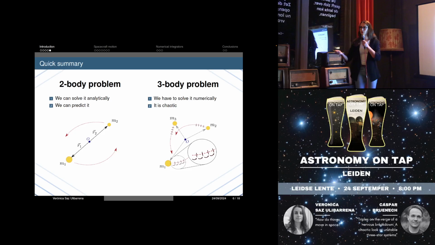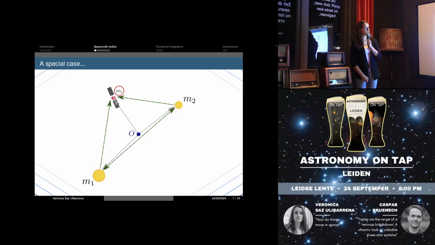What happens if, in the case of having two big stars, mass 3 is actually a small spacecraft? Mass 3 is not really going to affect the movement of the stars, right? The stars are going to affect the spacecraft, but the spacecraft is so small that it's not really going to attract or have an effect on the stars. So this simplifies things a bit. Still, we like the two-body problem better.